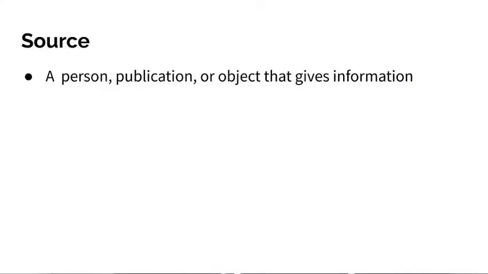Today, we're going to be talking about the types of sources. But before we get started, we should probably talk about what a source is. A source is a person, publication, or object that gives us information. Basically, anything that gives you information is a source. That means there's a whole lot of sources in the world.